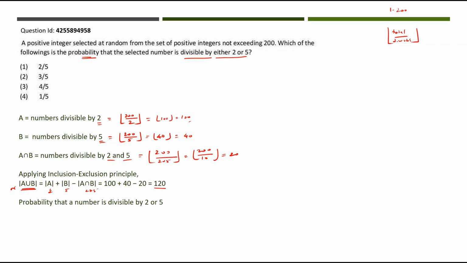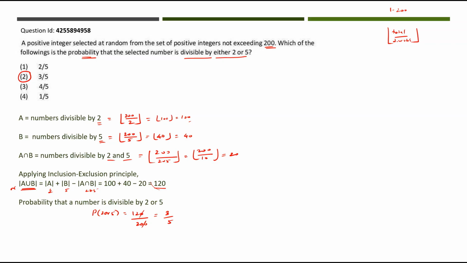You have to take the probability of 2 or 5. What is the total number here? 120 divided by what is the total count of integers? It is 200. Whenever you want to take probability of a particular event, it is the number of occurrences of that particular event divided by the sample space count. So here we consider the sample space to be 200 and the event occurrence will be 120. 4 3s are 12 and 4 5s are 20. So 3 divided by 5. Option number 2, 3 divided by 5 will be the right answer.